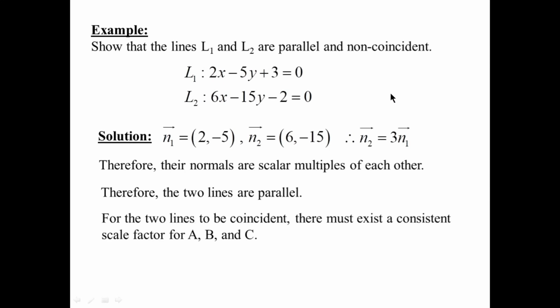For the two lines to be coincident, there must exist a consistent scale factor for A, B, and C. So let's look. 2 times 3 is 6. Minus 5 times 3 is minus 15. But the third constant times 3 is not minus 2. So the lines are not the same line, and therefore they are two parallel non-coincident lines.